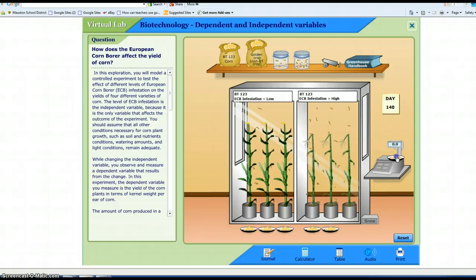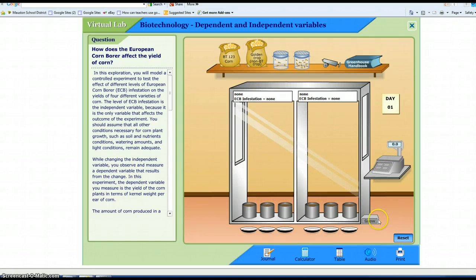And then we take our tray and weigh them. Get the weight, write it down, and then get another weight, write it down. Get another weight, write it down. Calculate the average of those three weights. Write the average in your table. Same thing goes for this side. Three weights, write the average in your table. And then we'll reset. Okay, now this time maybe we'll do BT123 with none, and maybe we'll do golden crop with none.